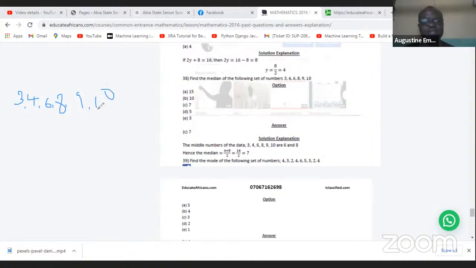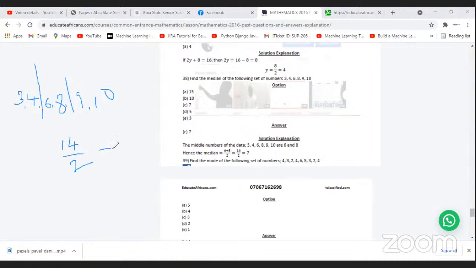Median simply means the middle number. So if you take out 1 from each side, and again, you can also take out 1 from each side. So the middle numbers are 2 numbers. If it was just 1, what is remaining would have been the median. But since there are 2, you have to add the 2 of them and divide by 2. So 6 plus 8 is 14, divided by 2 is 7. So 7 is the median.